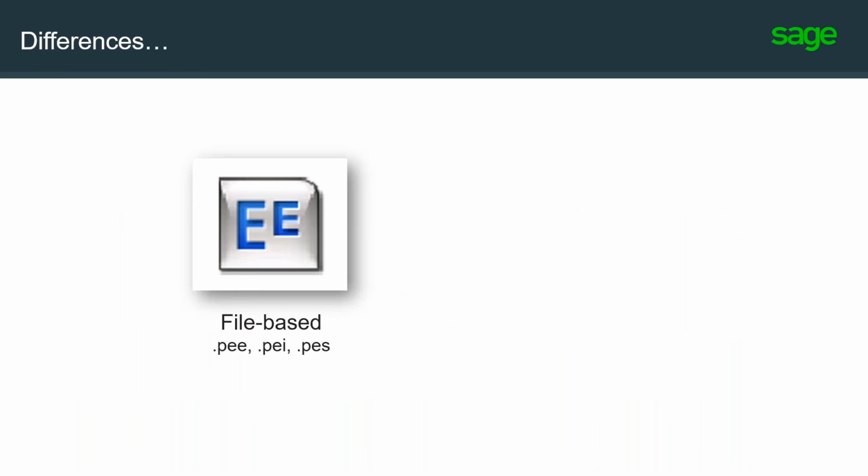All right, so differences. We're going to talk about, if you are familiar with Sage Estimating Pervasive, the older version of estimating, you'll know that it was file-based. So we had the PEE file, and the PEI file, and the PES file. Each estimate had its own PEE file. The PEI was items, and PES was standards file. That's how it was based in the Pervasive days, which ended a few years ago.